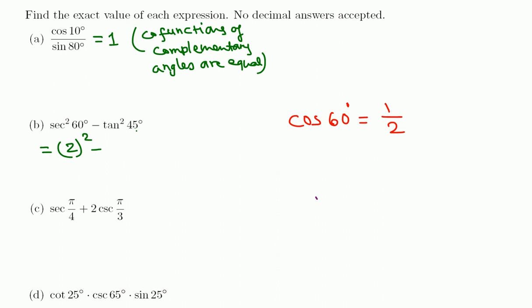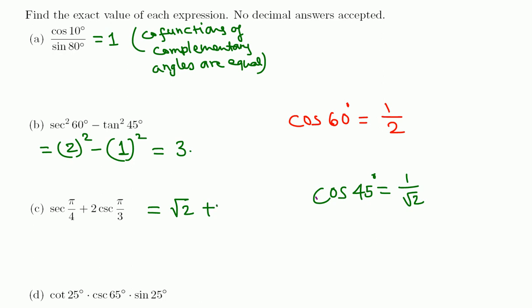Minus tangent 45 squared. And we know that tangent 45 is 1, squared. So 4 minus 1. So the final answer is 3. In part C, secant pi over 4. Pi over 4 is 45 degrees. So it's like secant 45. Secant is reciprocal of cosine. And we know that cosine 45 is 1 over root 2, or root 2 over 2, same thing. And the reciprocal is root 2 over 1. So secant pi over 4 is root 2.